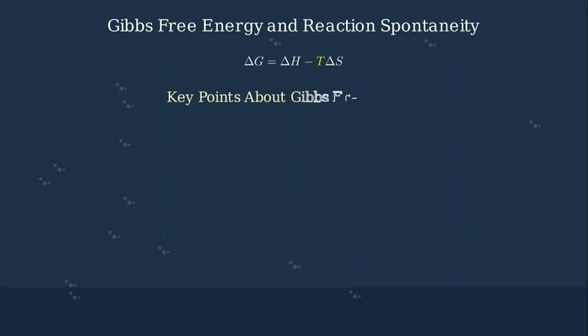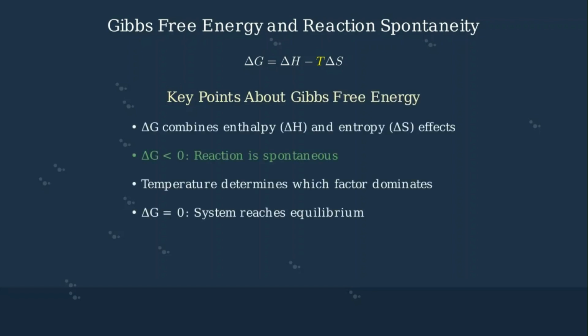To summarize, Gibbs free energy combines the effects of enthalpy and entropy to determine reaction spontaneity. A negative delta G indicates a spontaneous process. Temperature can determine whether enthalpy or entropy dominates. And when delta G equals 0, the system is at equilibrium.